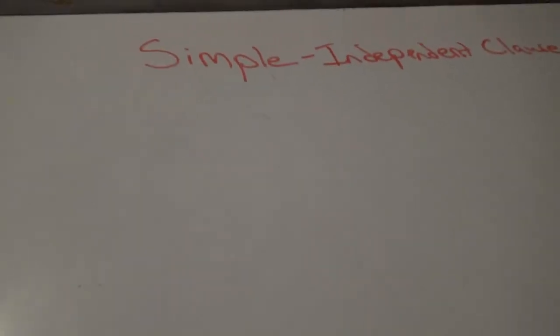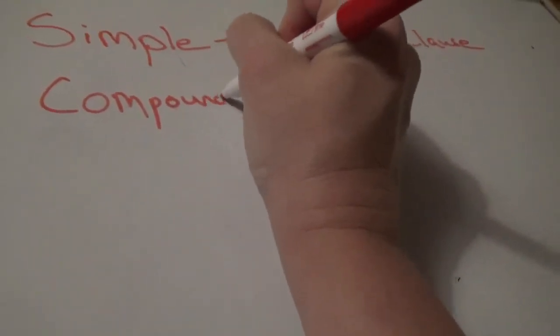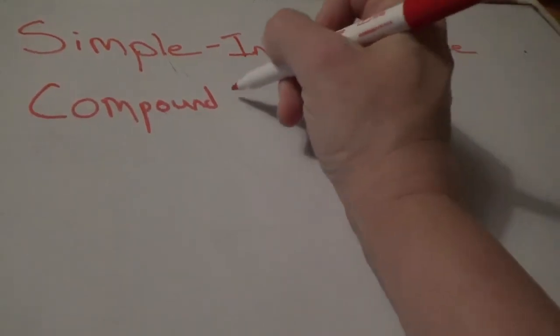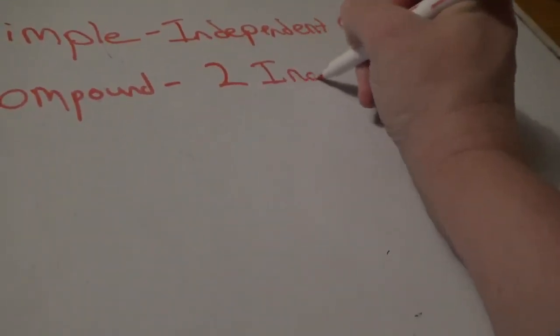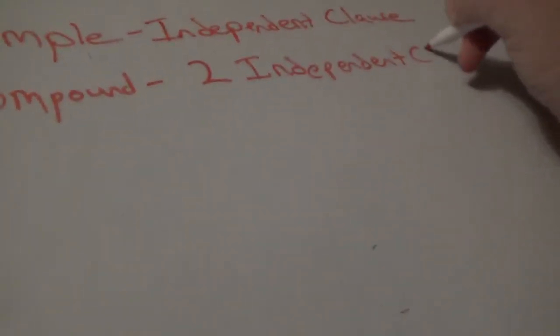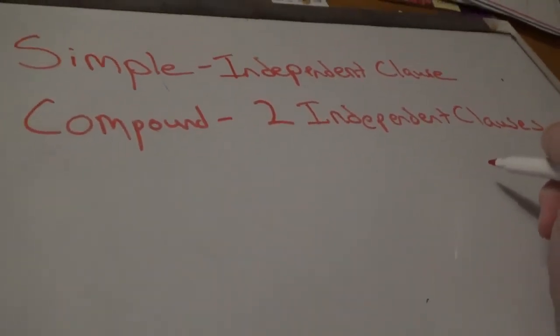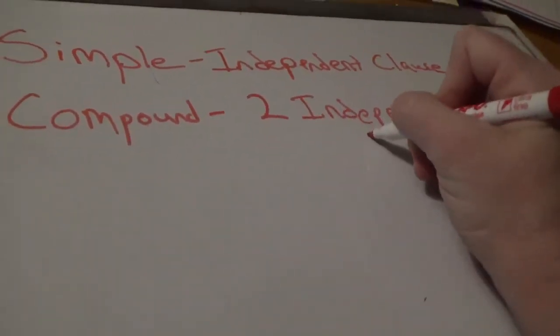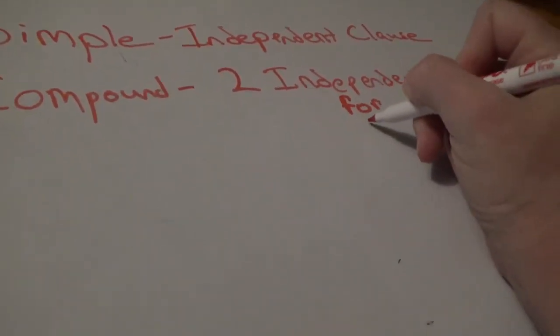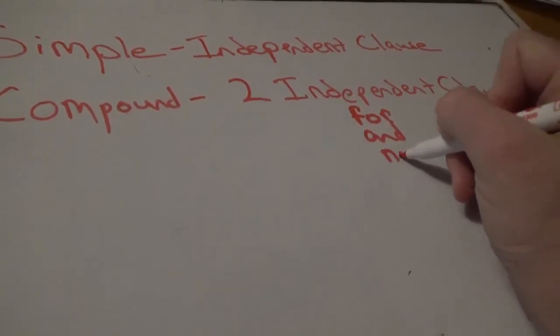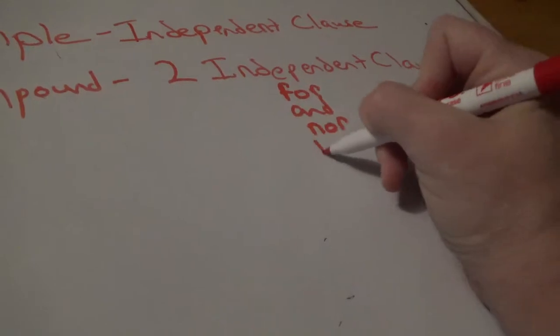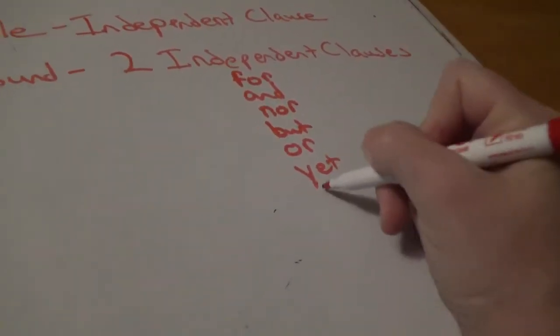So a simple sentence is just the same thing as an independent clause. It can stand alone. I ate the cookies. An independent clause, a simple sentence. All right, and then a compound sentence is simply two independent clauses, or two sentences, right, joined by a coordinating conjunction, joined by for, and, nor, but, or, yet, or so.